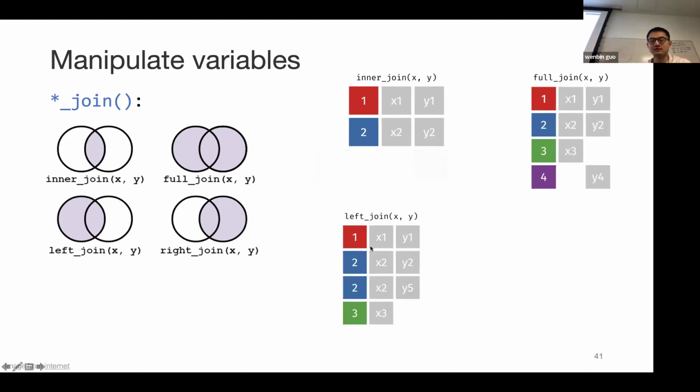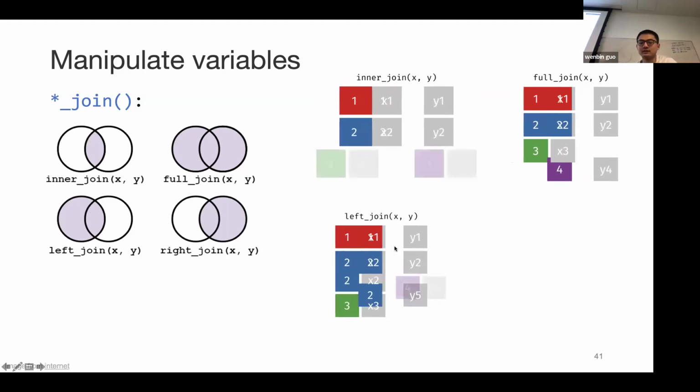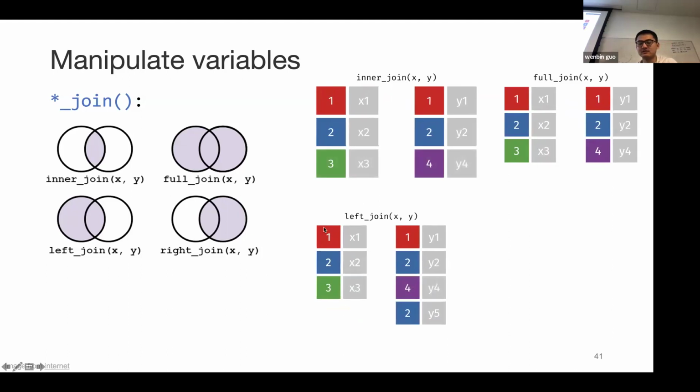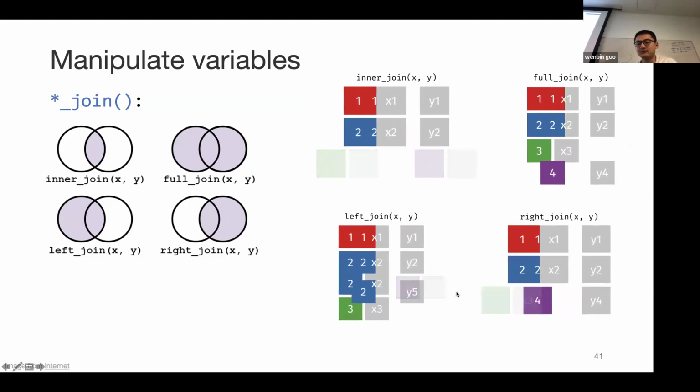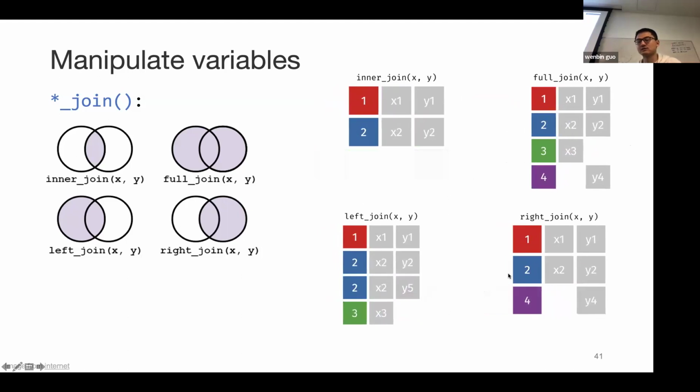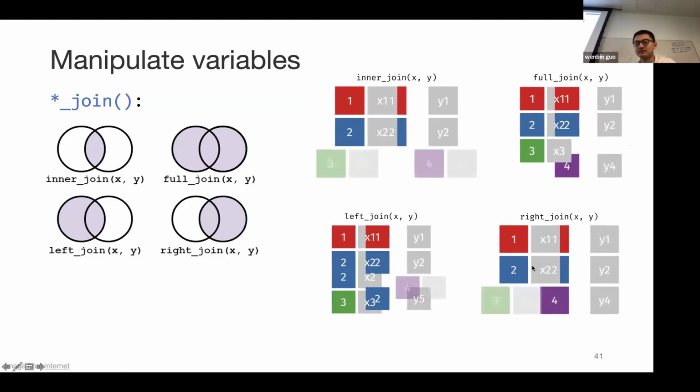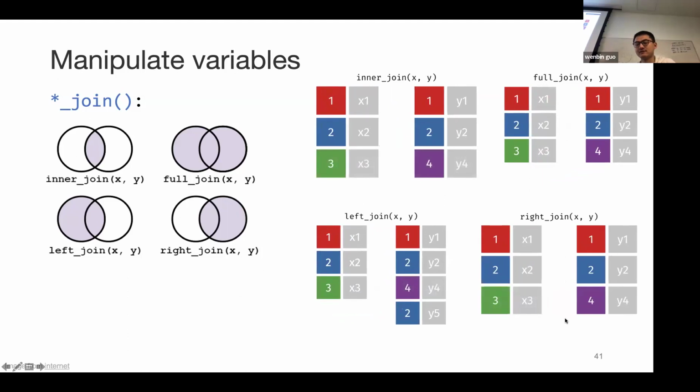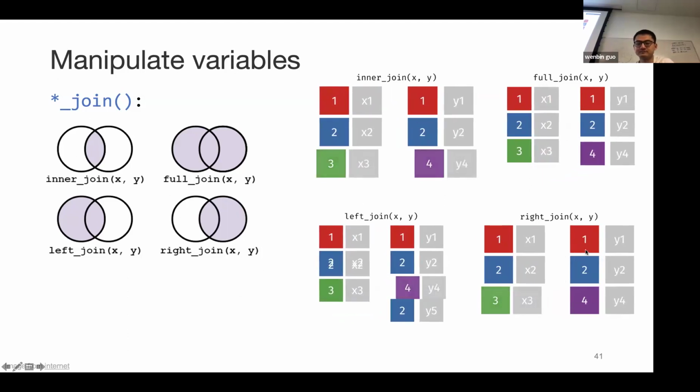The left join usually only considers the observations in the left data frame, and similarly, the right join will only have the observations in the right data frame.